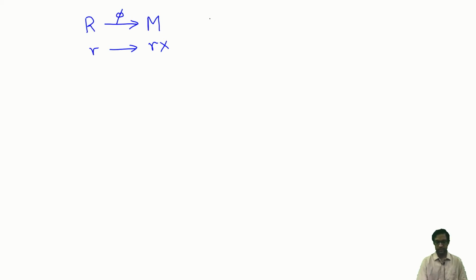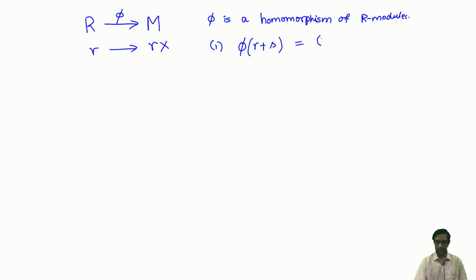The first thing to observe is that, since both sides R and M are R modules, this map is a homomorphism of R modules. Okay, let's verify the properties. We need to check on the one hand that if I take a sum of two elements on the left, what does that give me? It is r plus s times x. But the fact that M is an R module means I have this distributive property, it's rx plus sx, and therefore that is just phi of r plus phi of s.